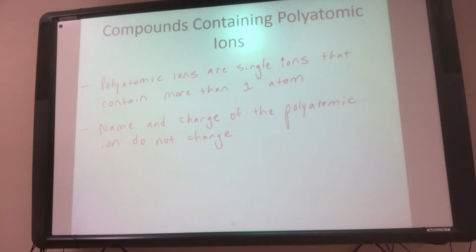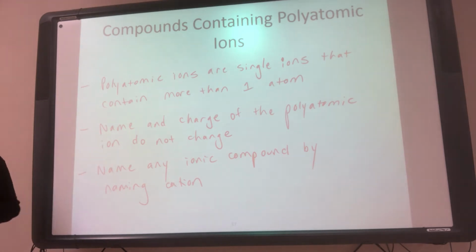So if we have a polyatomic ion in my compound, we name my ionic compound just the same way. We name any ionic compound always the same way. We start by naming the cation, and the cation could be an invariant metal, a variant metal, or a polyatomic ion. And if it's the polyatomic ion, it's just the name of the polyatomic ion. So we name the cation first, and then the anion, which could either be a non-metal or a polyatomic ion.